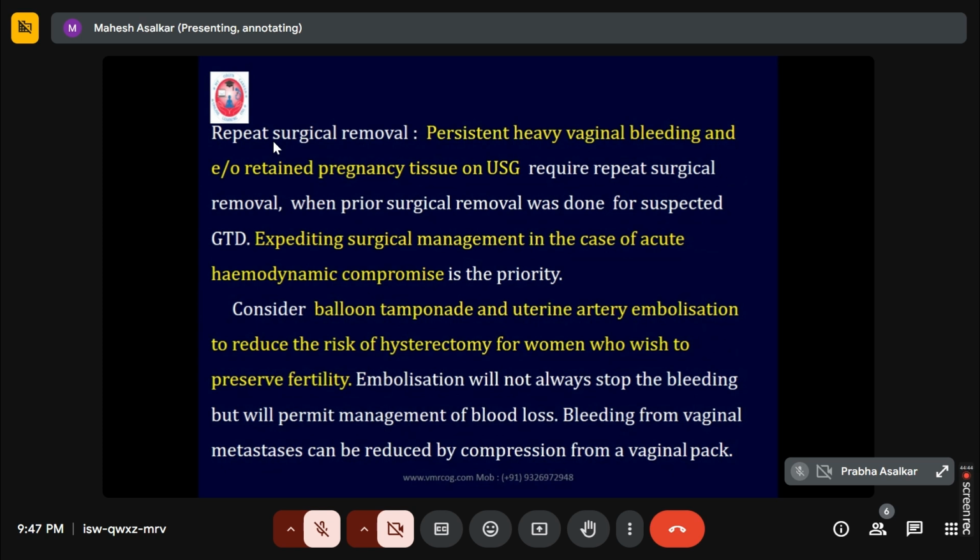Consider balloon tamponade or uterine artery embolization to reduce the risk of hysterectomy for women who wish to preserve fertility. So these are the other options. You can consider balloon tamponade and uterine artery embolization to avoid the risk of hysterectomy, especially when the patient is expecting fertility in future. Embolization will not always stop the bleeding, but will permit management of the blood loss, and bleeding from the vaginal meatus can be reduced by compression from the vaginal pack. So vaginal packing if it is a bleeding from the vaginal meatus.